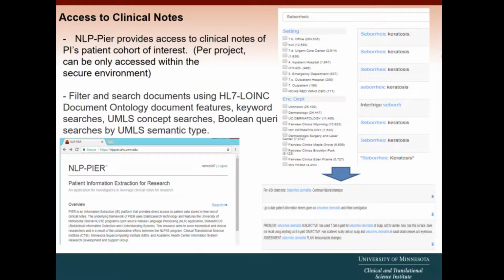This is the NLP-PEER tool. Basically, we receive the request from you. I would like to look at the clinical notes, surgery notes, etc., or co-path reports. We extract all these co-path reports and connect them to the NLP-PEER.